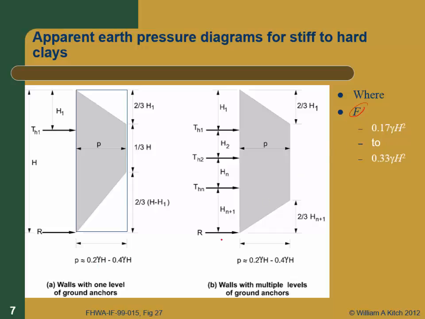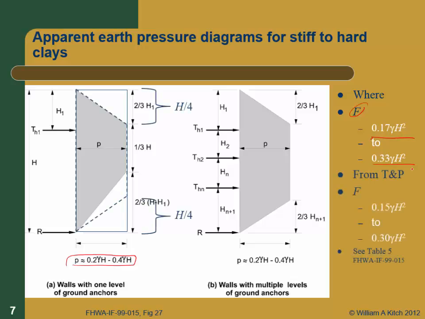this pressure envelope here of 0.2 gamma H to 0.4 gamma H is corresponding to a total load of 0.7 gamma H squared to 0.33 gamma H squared. And remember that from our Terzaghi and Peck envelope, it was slightly different. The shape of the top of the envelope is the same. In this case, the shape of the bottom envelope, we're putting the stresses closer to the tendon. And the total force in the Terzaghi and Peck envelope was about 0.15 to 0.3.